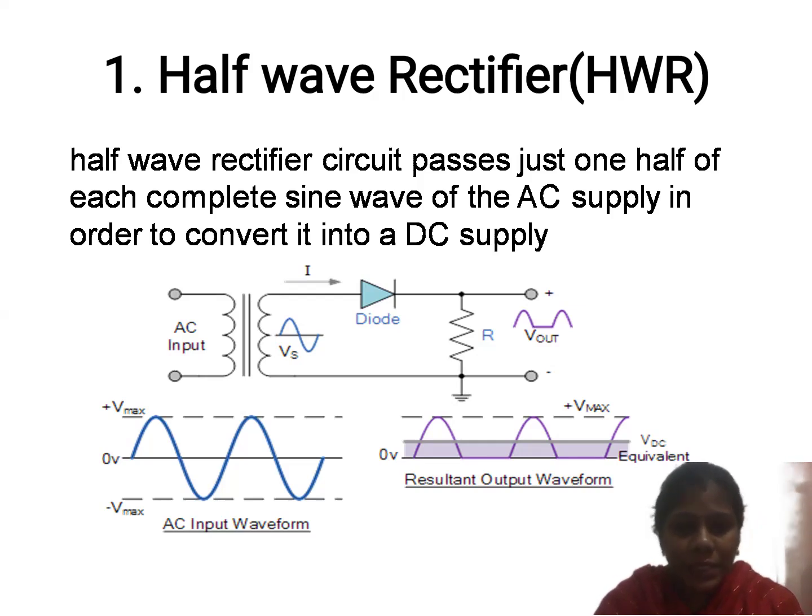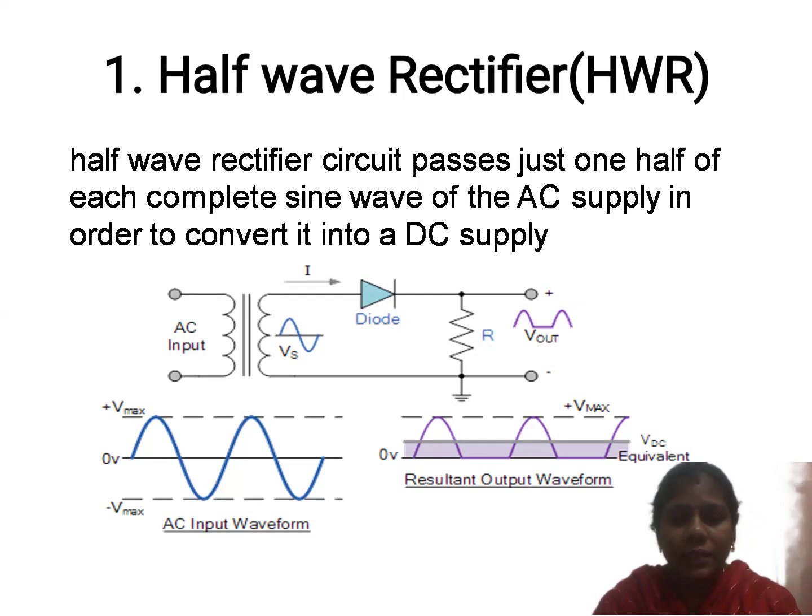Similarly, coming to the negative cycle, when the voltage is changing from 0 to minus Vmax and from minus Vmax to 0, we can consider this the negative cycle. If it is applied to the diode D, then the diode acts as reverse biased, it is an open circuit, and the output is 0.